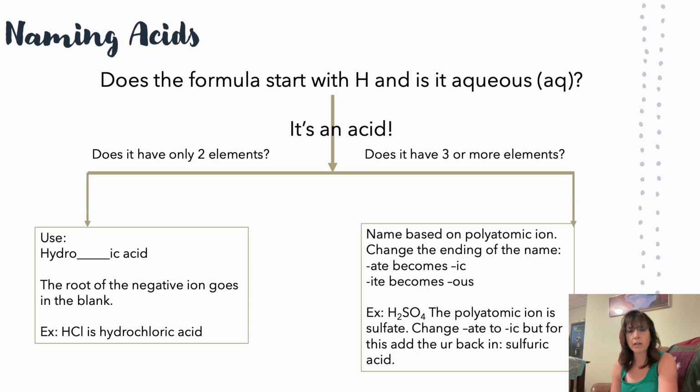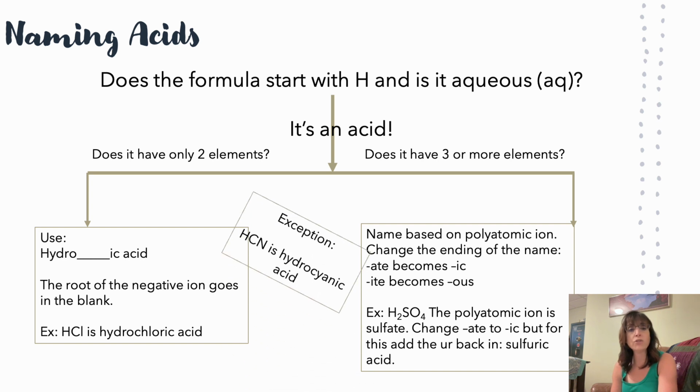But if there's 3 or more elements, we don't use hydro. Instead, the name is based on the polyatomic ion. Look up the name of the ion or memorize them. Ate becomes ic, ite becomes OUS. And I remember it because you ate that? Ick. It works. So for example, H2SO4, SO4, the polyatomic ion is sulfate. We're going to change ate to ic. Now this is weird. Instead of sulfic, we're going to add the UR back in, so sulfuric acid.